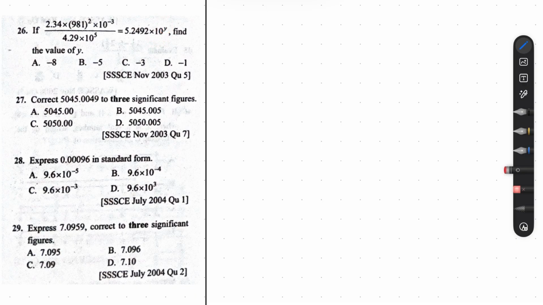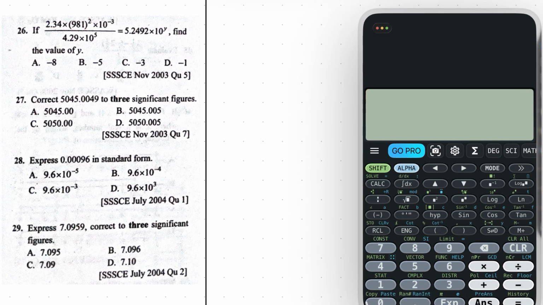So this is the expression we need to put in the calculator. We can do that by hand, but this is an objective question, so let's use our calculator and we would be very fast. Okay, let's go.